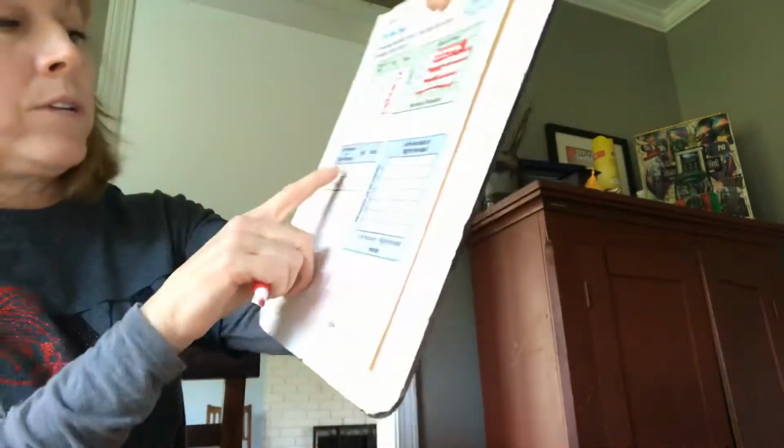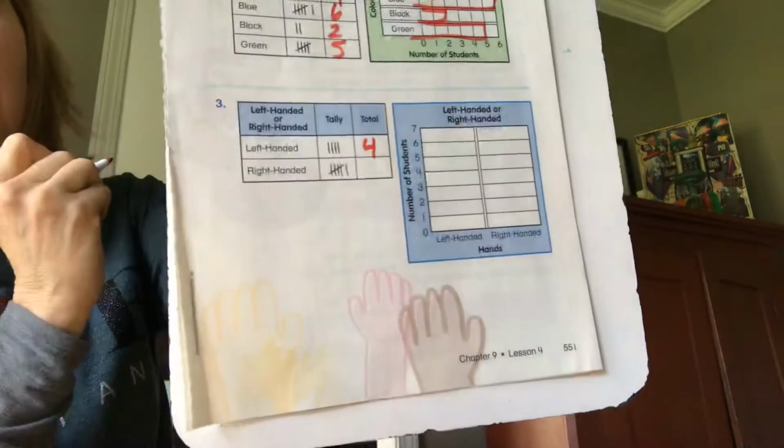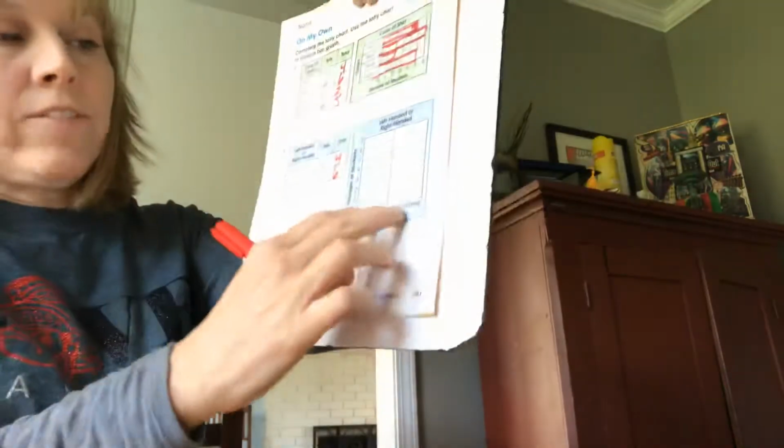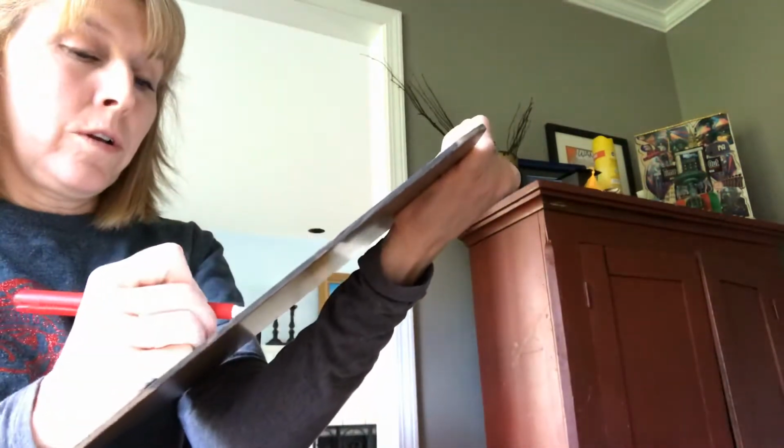Okay. And then down here, right-handed or left-handed, there were 4 total left-handed. And there were 6 total right-handed. And this graph is now going up. So left-handed, we have 4. There's 4, and then right-handed we have 6, and there's that. So pretty easy.